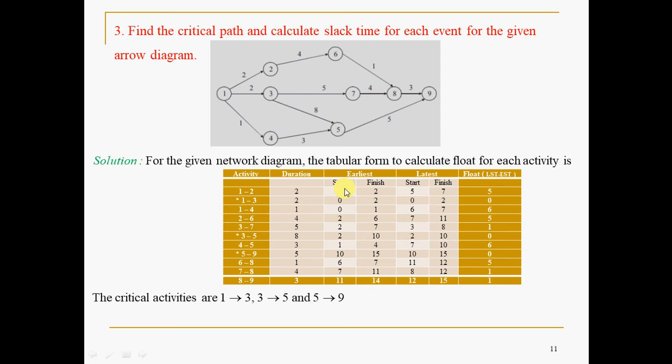Float is 0 means this minus this, or this minus 0. So the critical path is this one, formed by this, and the duration of the project is 15 days. You just have to add 2 plus 8 plus 5, so 1 to 3, 3 to 5, 5 to 9.